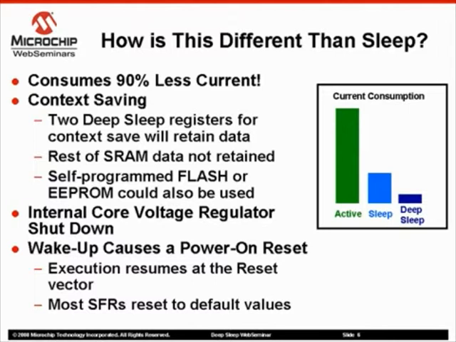Waking up from deep sleep causes a power-on reset, so execution will resume at the reset vector, rather than at the instructions that follow the sleep instruction. Special function registers will reset to their power-on reset default values. However, certain registers, such as TRIS bits, will not affect device behavior until the deep sleep release bit is cleared later by software. We'll talk more about the release feature later during the firmware overview.